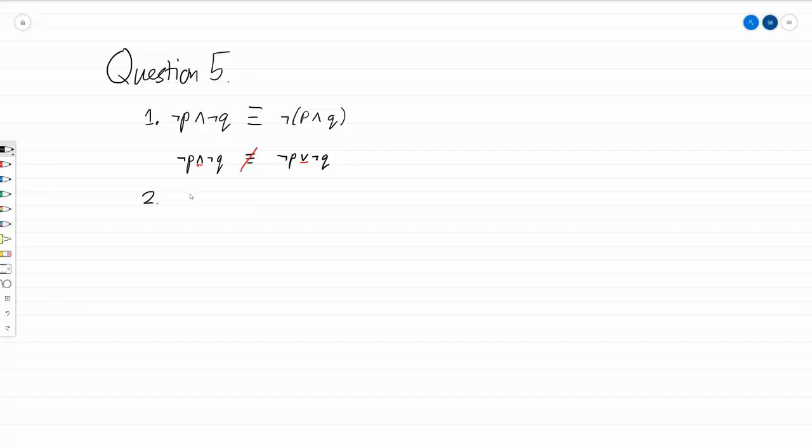So 2. Over here it's basically the exact same thing. Not P or not Q is equivalent to not P or Q, and once again put the not in there, you get not P and not Q. So therefore nope, we have not P or not Q, and we have not P and not Q, so that one doesn't work out.